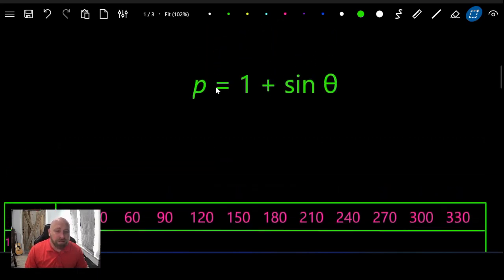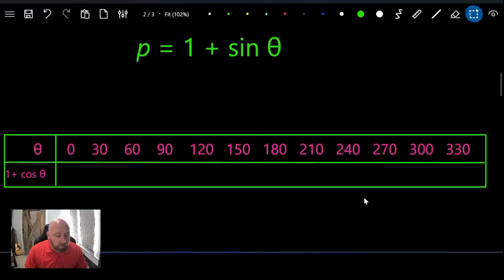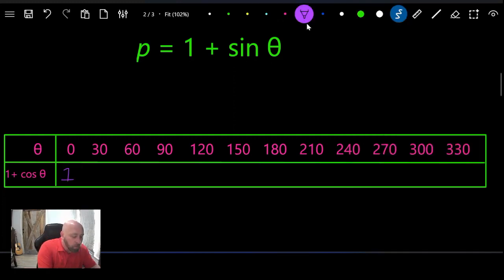All right, rho equals 1 plus sine theta. Let's bring that down just a little bit, because we're going to get the calculator out and go for it. What we're going to do is plug this in. So 1 plus sine, and then we're going to start plugging in theta values and writing them in. So for 0, it equals 1. So come over here and write a 1 for the value of 0.